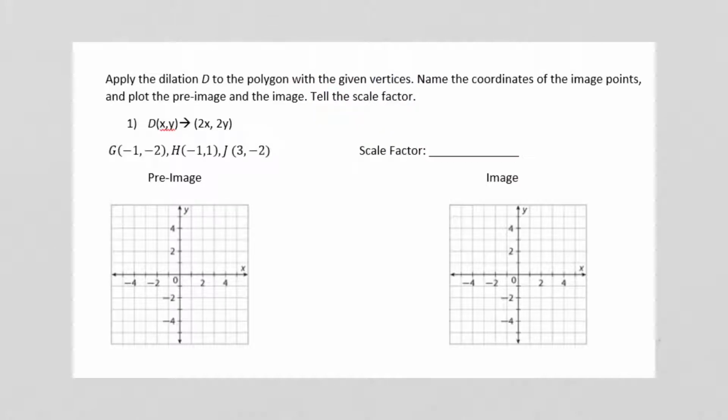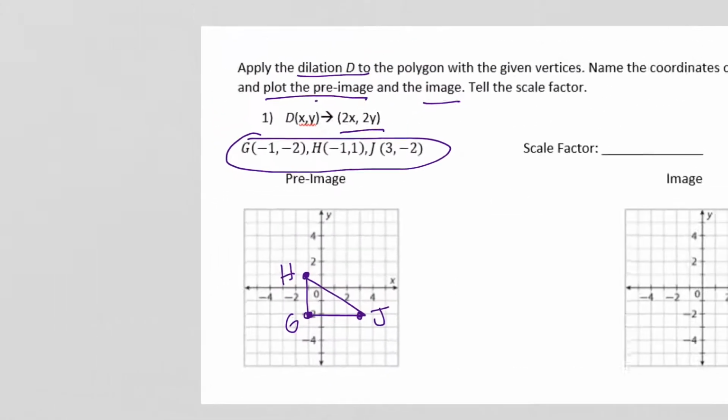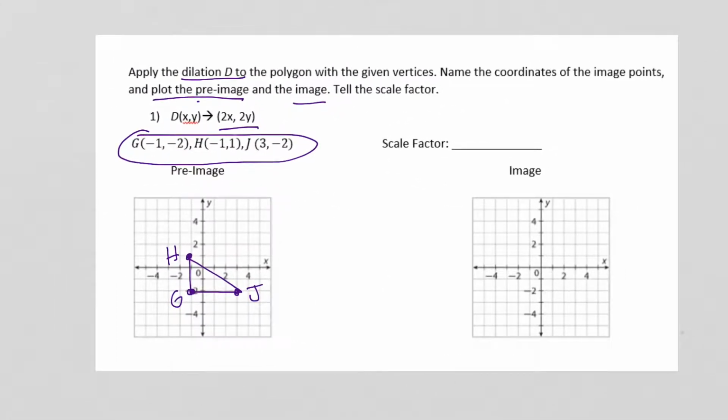Okay, so this one's asking us to apply the dilation D, which is 2x, 2y, and they're asking us to plot the pre-image and the image. So right now we can easily graph the image. I want you guys to graph the image right now. There's a pre-image. Now we're going to graph the image. Well, in order to graph the image, we have to follow the rule.